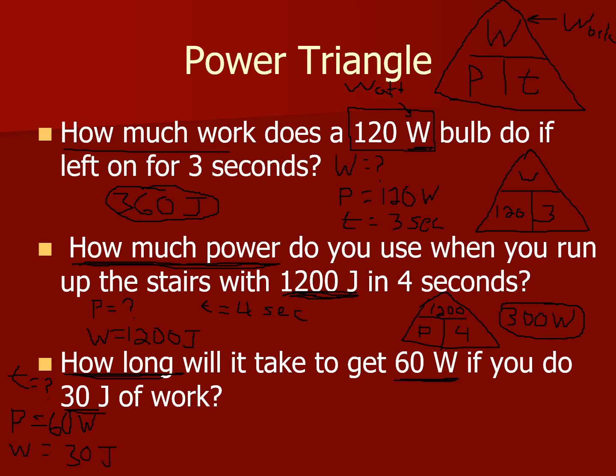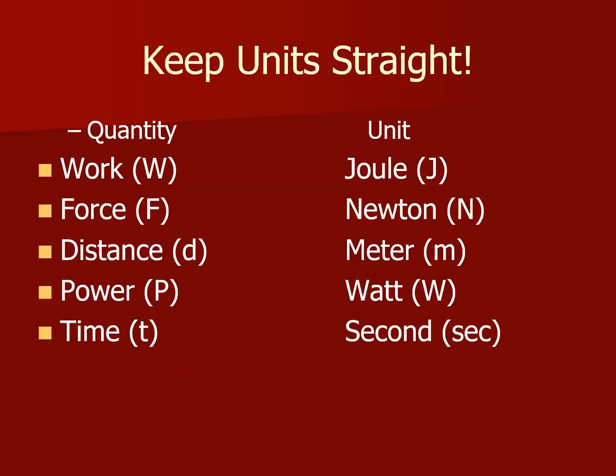That's it. Plug it into the triangle. So work goes up top, 30. The power is 60. The time is what we're looking for. 30 divided by 60 is 0.5 seconds. Okay. So it's just a triangle. A little bit of tricky units, but it's just a triangle.